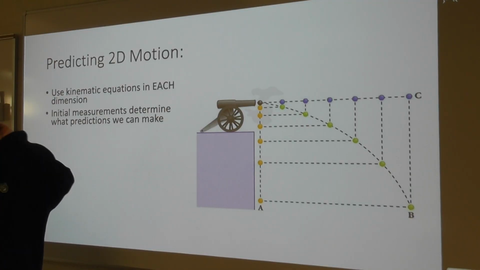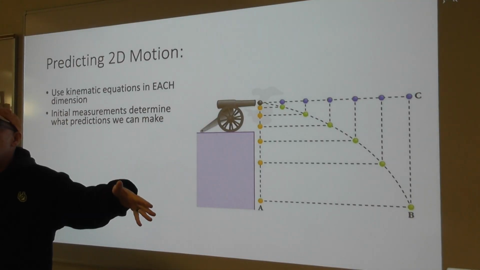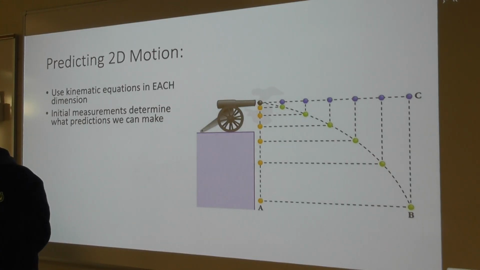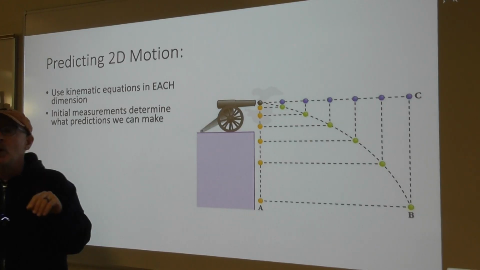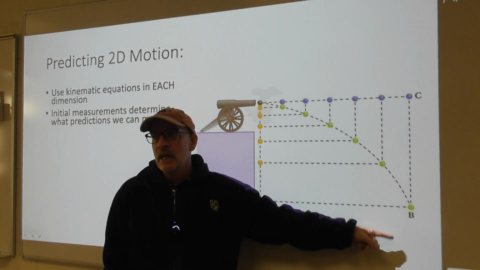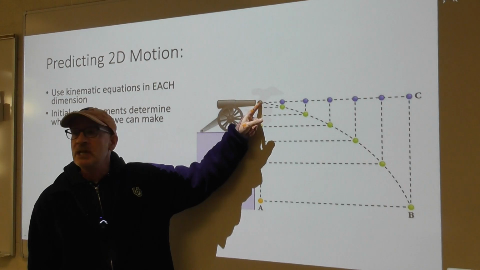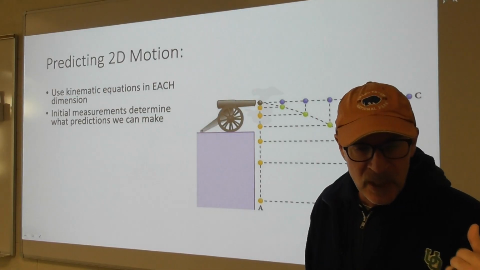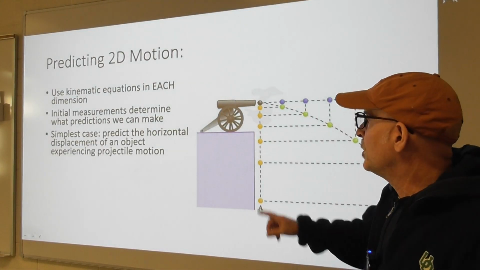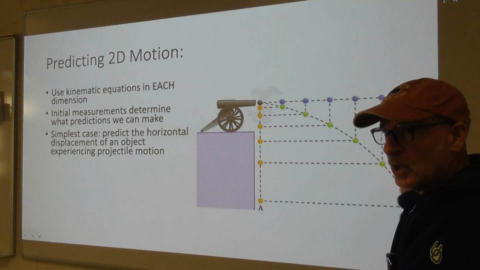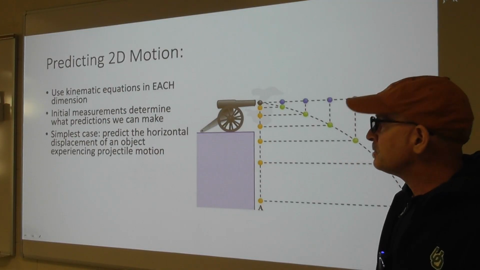Sometimes we know how fast an object is going in the direction of its travel at the end of its motion. Sometimes we know how long it's been in the air. But in a very general sense, typically what we're going to try to do to start with is predict how far something is going to go horizontally if we know something about its motion at the start. Okay, so there's a lot of different predictions that we can make, but the simplest one is to predict the horizontal displacement of an object. How far will it move horizontally while it's in the air?